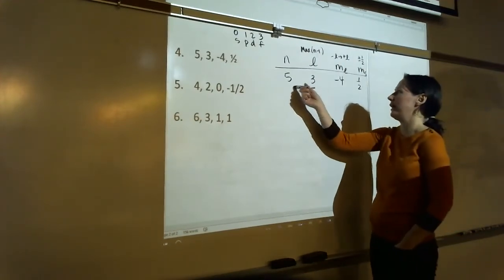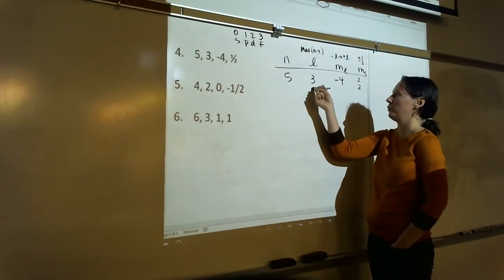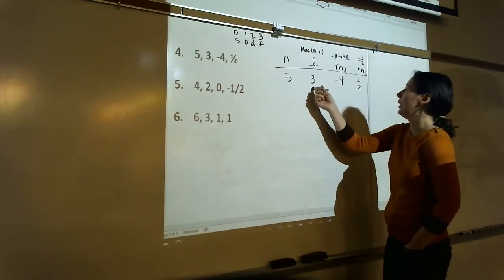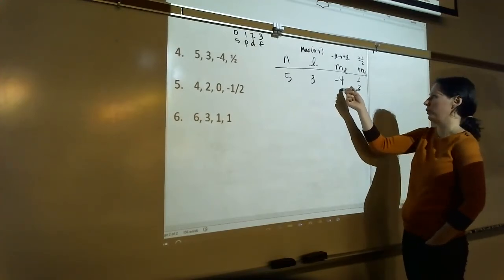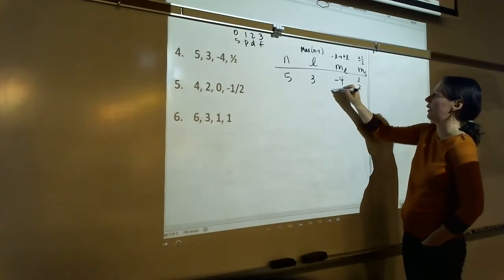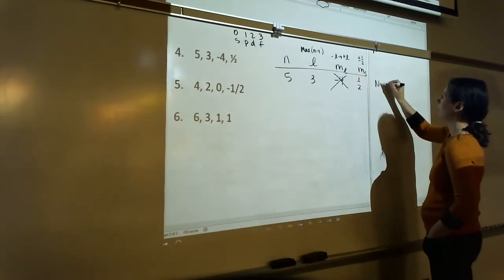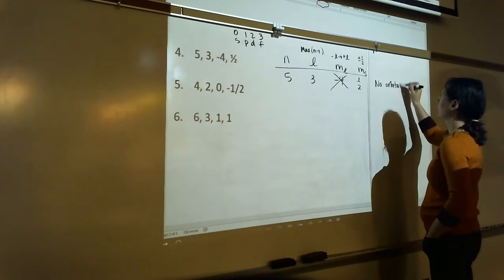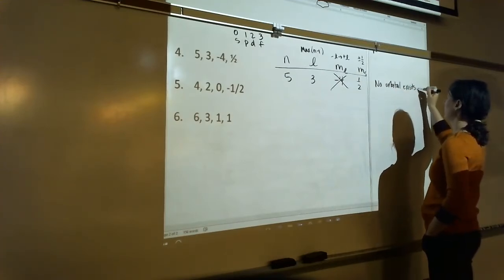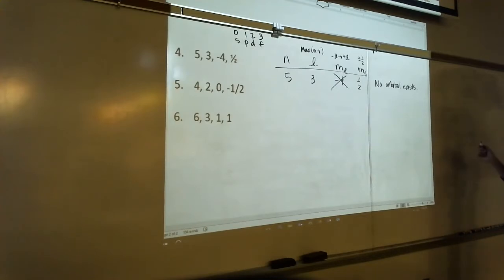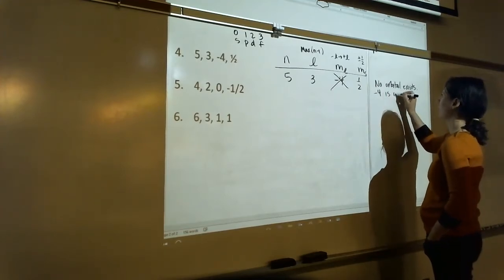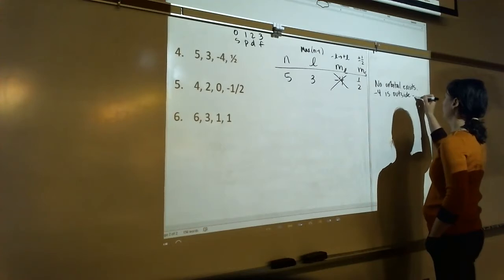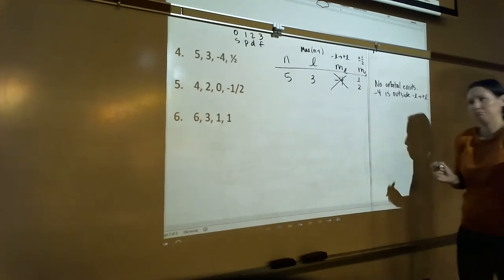If n is 5, can L be 3? Yes, that's allowed. If L is 3, can M sub L be negative 4? No, that's where we got into trouble. This would be allowed. This one's not allowed. So no orbital exists for this combination. What would your justification be? If you were doing this on a test, what would you say? Negative 4 is outside negative L to positive L. I'd accept that.